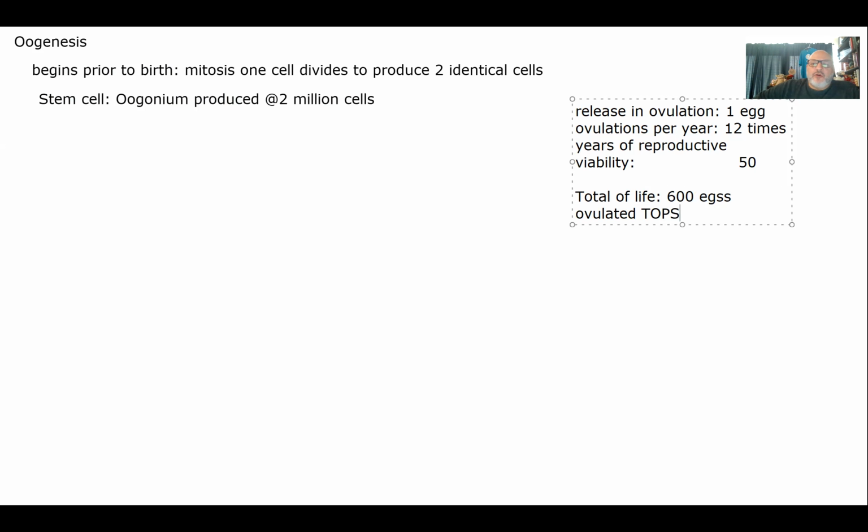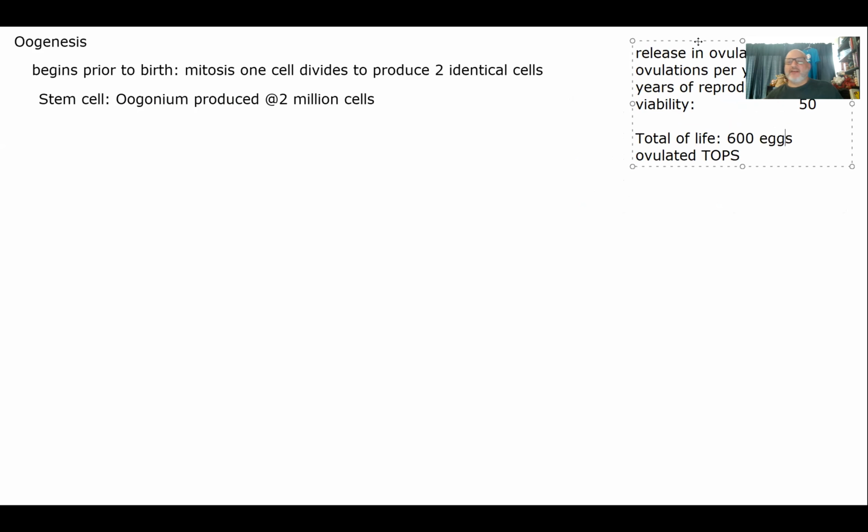So when you think about they're only starting with 2 million, clearly we still are having a massive amount of genetic diversity here, because 2 million is far, far more than she is ever possibly going to be able to use.